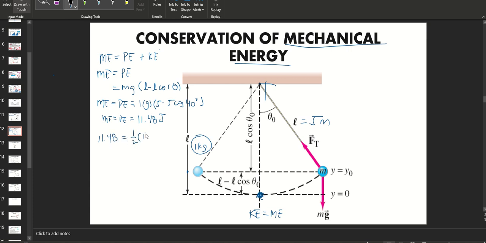mv squared, the mass is 1. So, v squared, the velocity is equivalent to the square root of 2 multiplied by 11.48. Okay? So, that is the velocity. The velocity of the pendulum at this point is equivalent to the square root of 2 times 11.48. So, that's the velocity. The velocity is 4.79 meters per second.